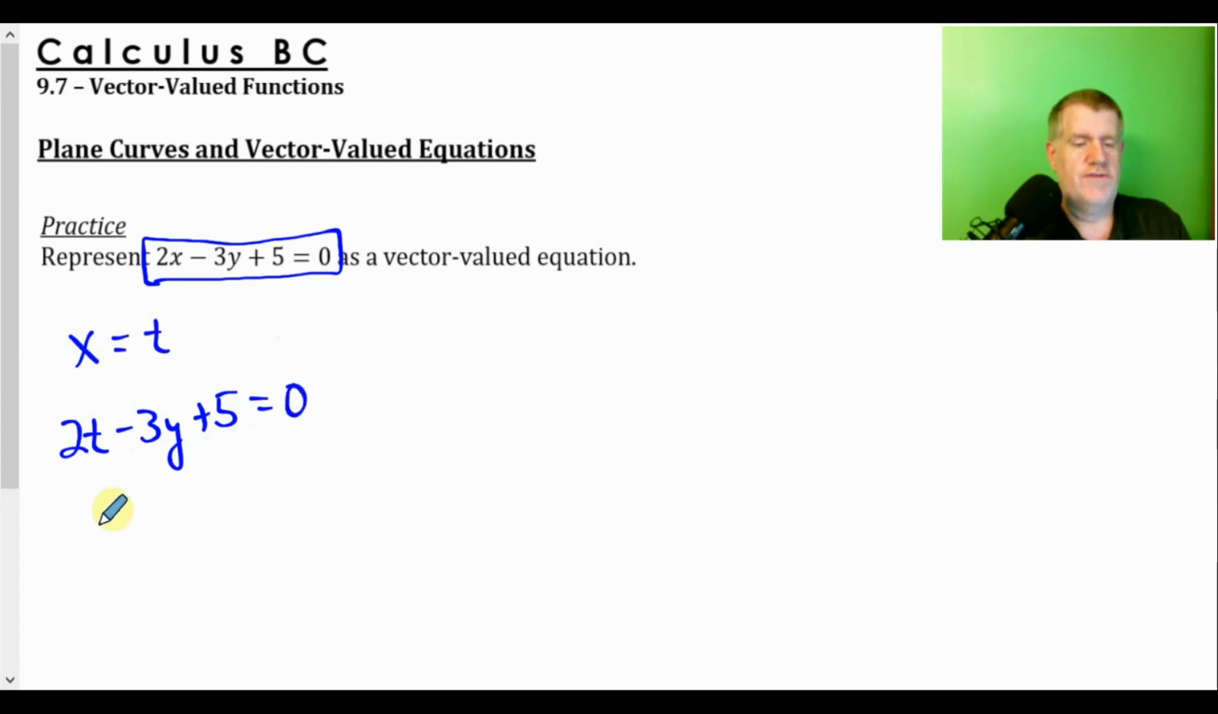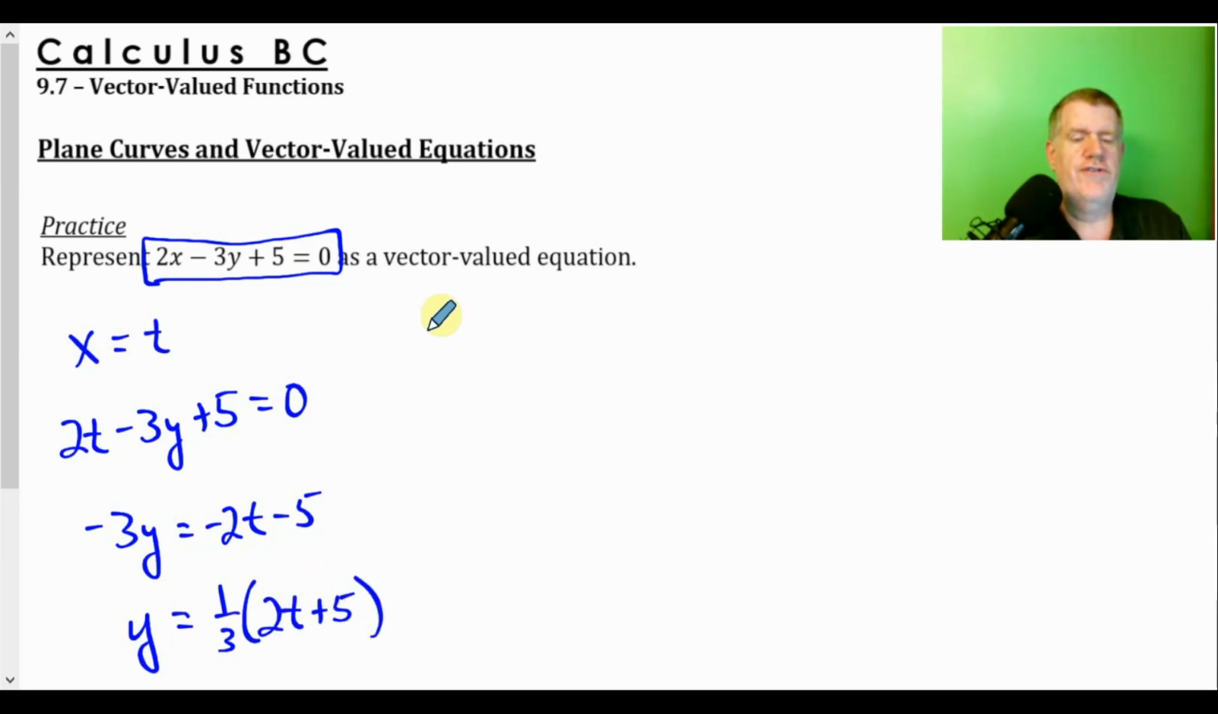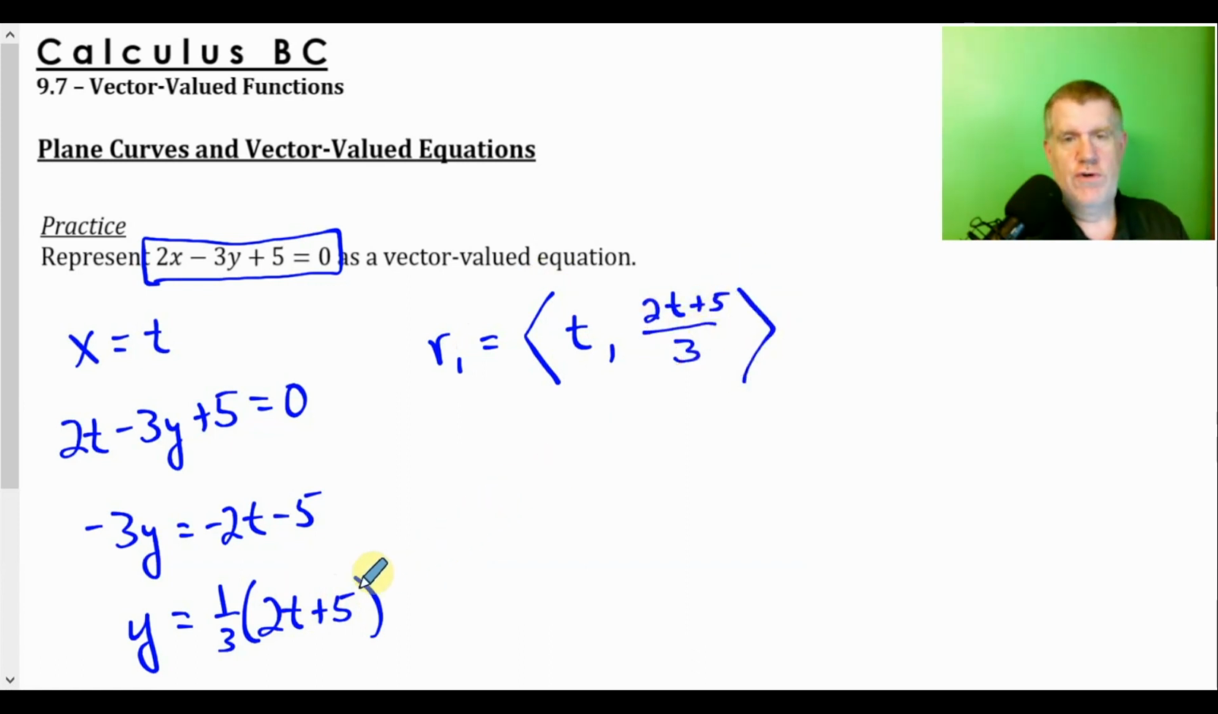Let me just solve this one for y. It would be 1/3 (2t plus 5). So you could write the equation as a vector valued function of the x value being t and the y value being (2t plus 5) over 3. Now this is not the only way to represent this as a vector valued function. No, you actually have an infinite number of answers.